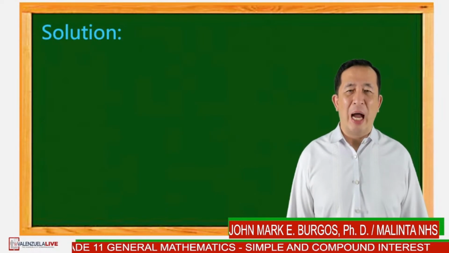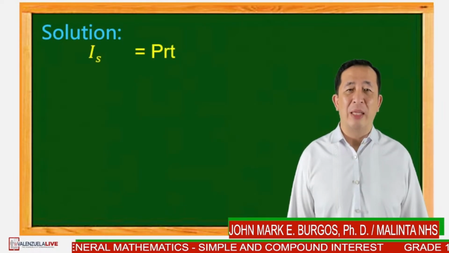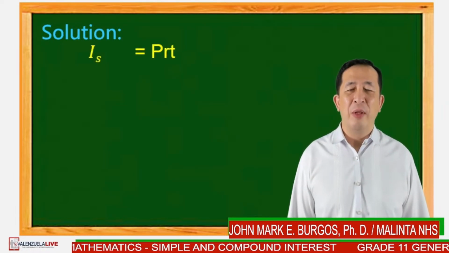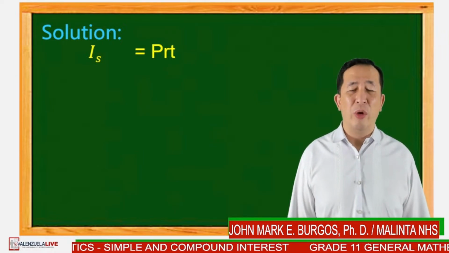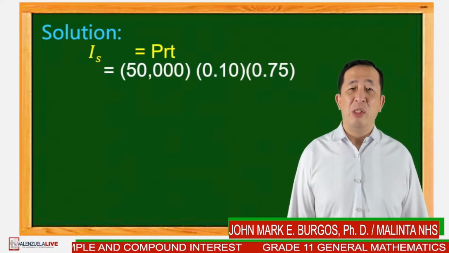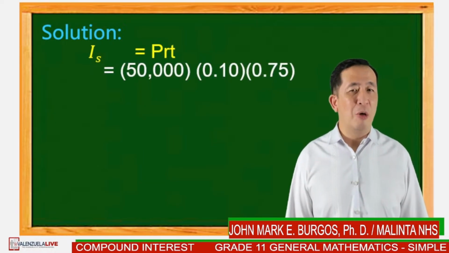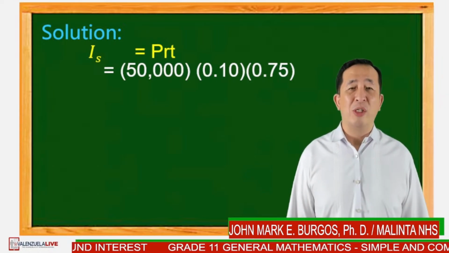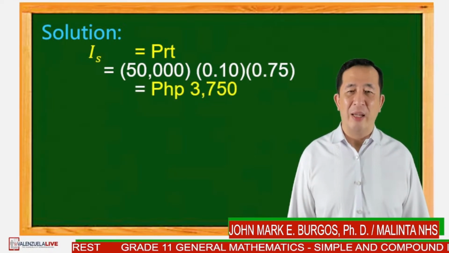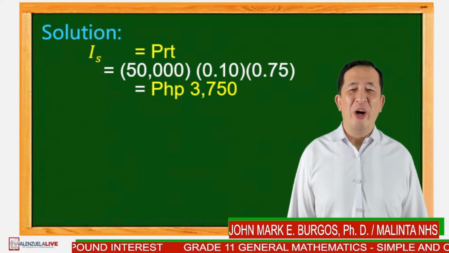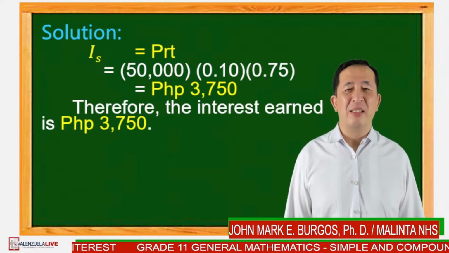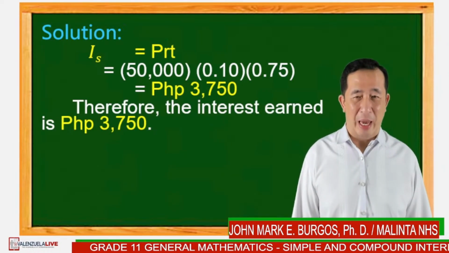Using the formula, I is equal to P times R times T. Substituting the values, we have 50,000 times 0.10 times 0.75. The interest will be 3,750 pesos. Therefore, the interest earned is 3,750 pesos.